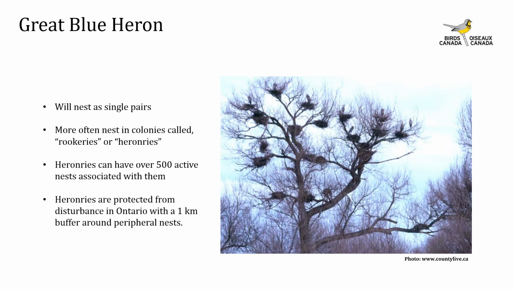They will nest in single pairs, but most often they nest in colonies, commonly called rookeries or heronries. Some colonies have over 500 active nests in them, and the largest heronry ever recorded had over 1,000 nests associated with it. Heronries are protected in Ontario from disturbance during the breeding season, and usually a 1 kilometer buffer around a heronry is established around the peripheral nests.